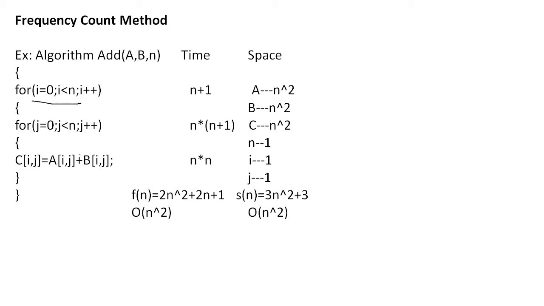By adding these two matrices, we are updating the summation of this. To do the summation, we are using two for loops. And space complexity depends on the arrays. And how much space is required? It is using a two-dimensional array.